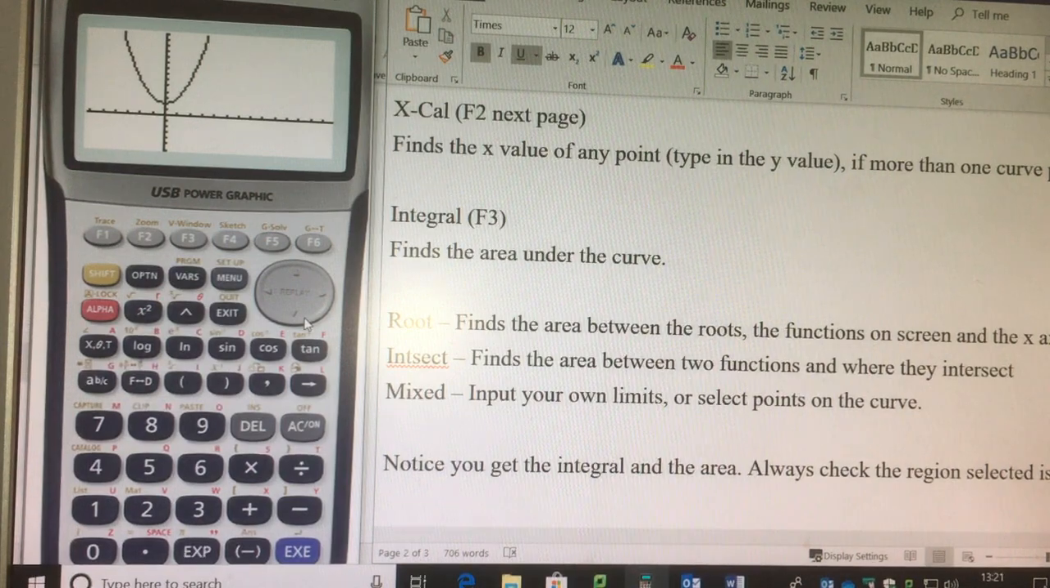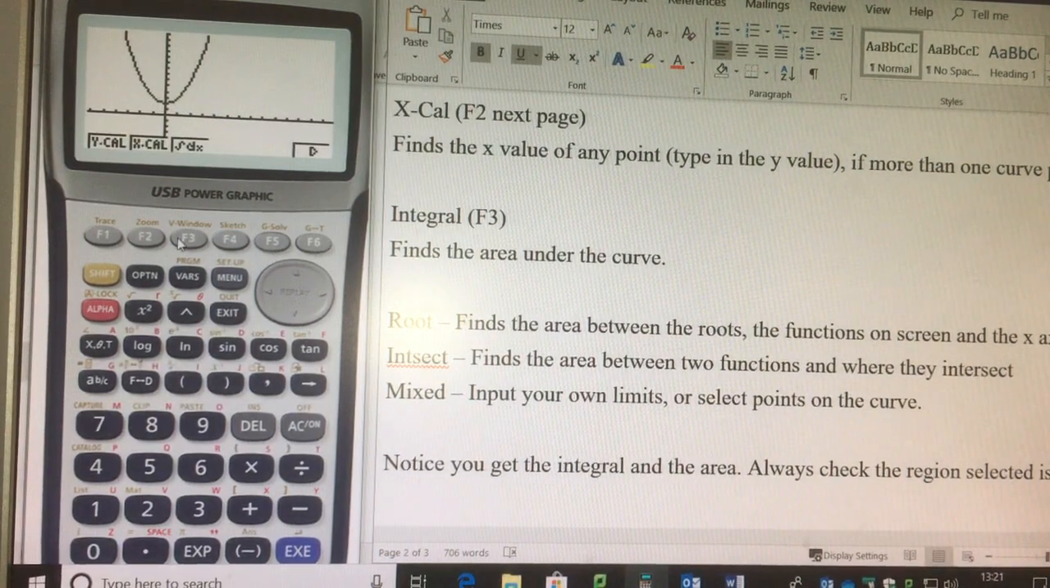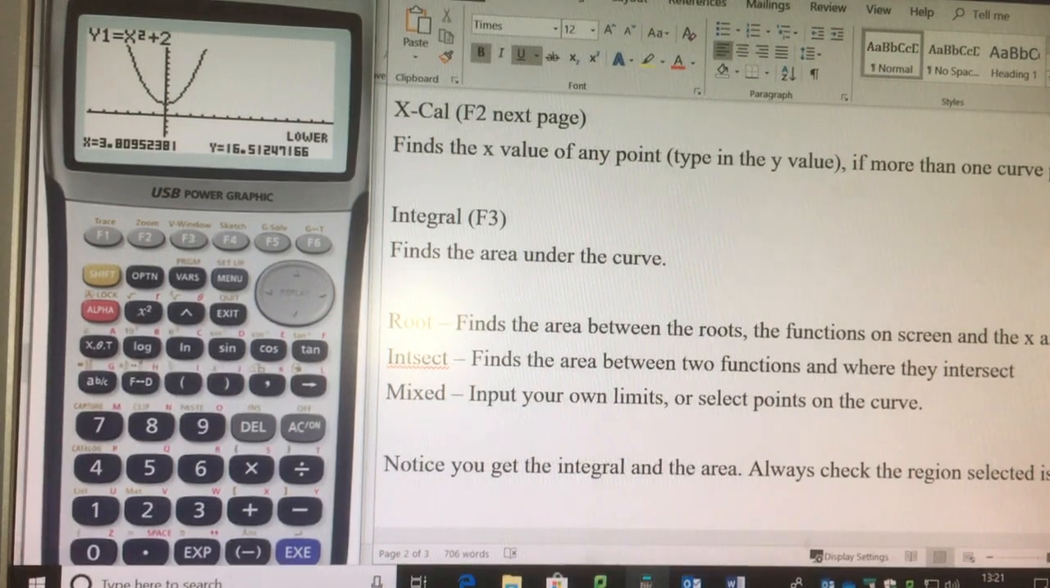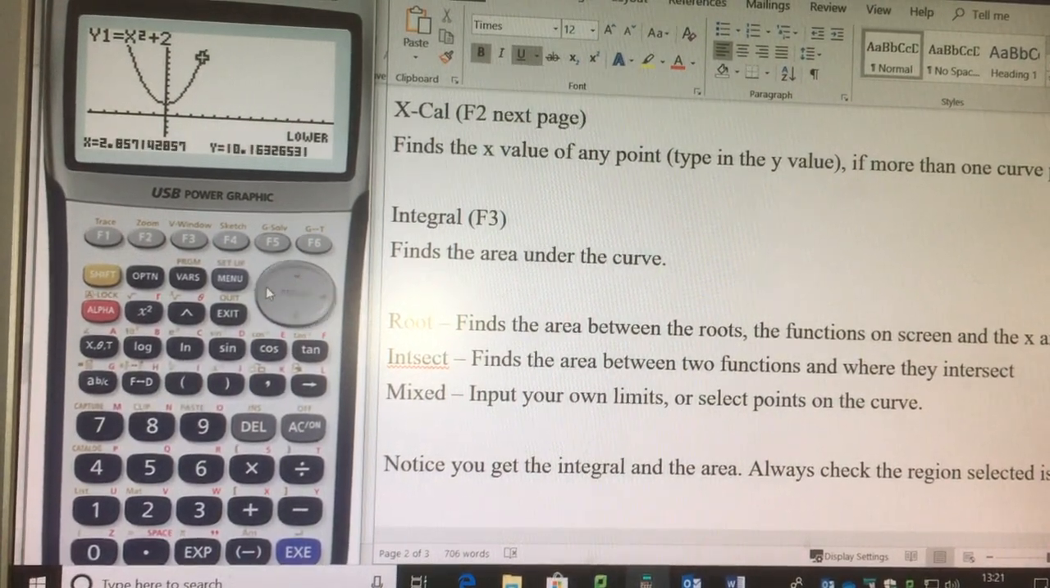Okay, so with the integration bits, it gives you a couple different options. If you go F5, which is gsolve again, navigate across the page and go to the integral dx sign. My calculator can be different to yours. It asks first of all for a lower limit.